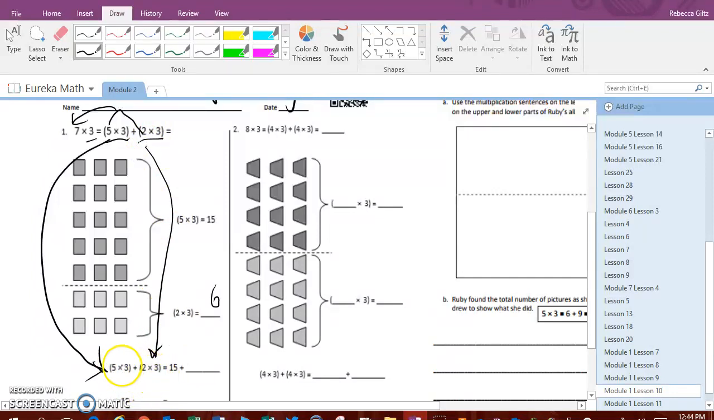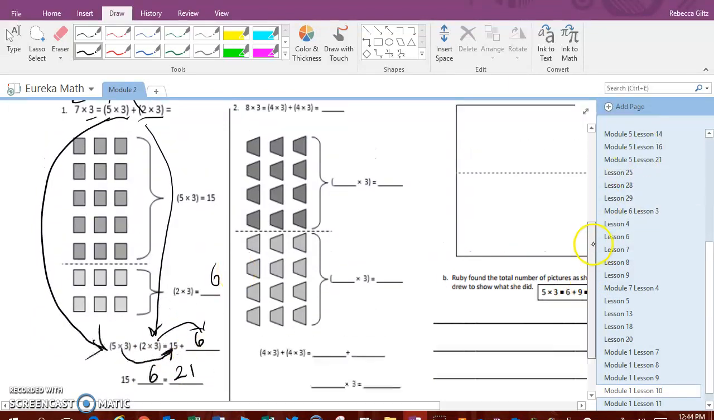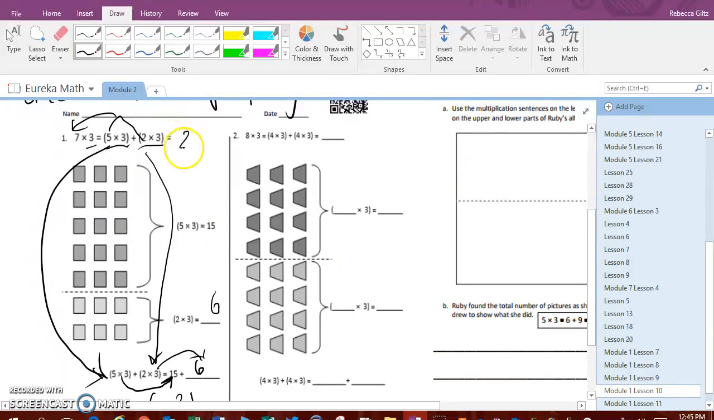So to do that, we put the answer to 5 times 3, which is 15. We're going to put the answer to 2 times 3, which is 6. We have to add 15 plus 6 to get the answer to 7 times 3. So 15 plus 6 equals 21. So we have to go back up here and write our answer. 7 times 3 is 21.